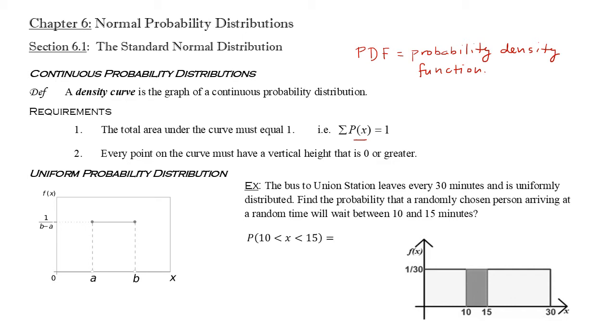With a PDF, because it's a continuous distribution, the sum is not possible to compute because there are infinitely many values that the random variable can take on. And so we'll look at it more like the total area under the curve that's given by that probability density function has to equal 1. And then every point on the curve should also have a height that's somewhere in between 0 and 1.